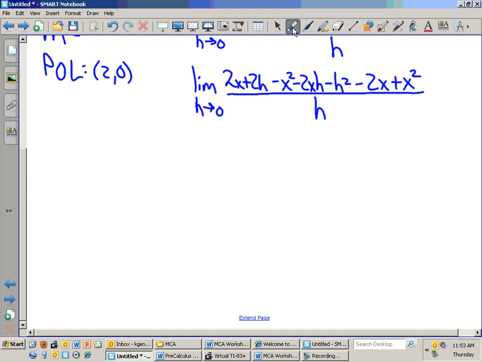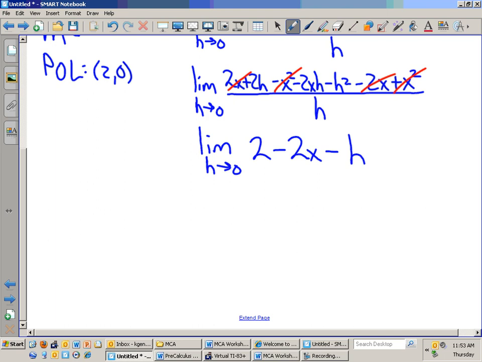What do you see? 2x's cancel. X squareds cancel. Everything that is left has an h. So what can I do? Divide an h out. So you're left with the limit as h approaches 0 of 2 minus 2x minus h.